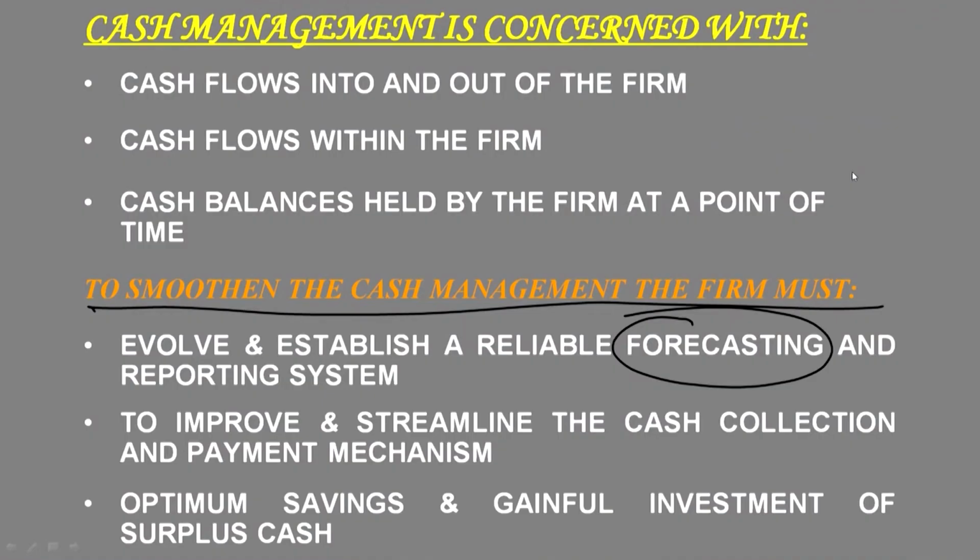So, they can increase the transactions they can do by keeping a minimum balance in cash, because nobody wants to keep a maximum balance of cash in the bank account, because it is a current account and it does not earn any amount of interest, right. The second thing is to improve and streamline the cash collection and the payment mechanism. Cash collection means a collection float and payment means a disbursement float.